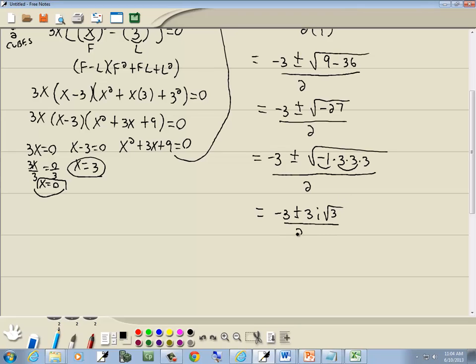So we're going to have negative 3 plus or minus 3i square root, and we're left with a single 3 inside, all over 2. Now whenever you have an imaginary part, you always want to split your real part separate from imaginary. So I'll put negative 3 over 2 plus or minus 3 square root of 3 over 2 with an i to the side. And those are our other two answers. Plus or minus is why there are two answers there.